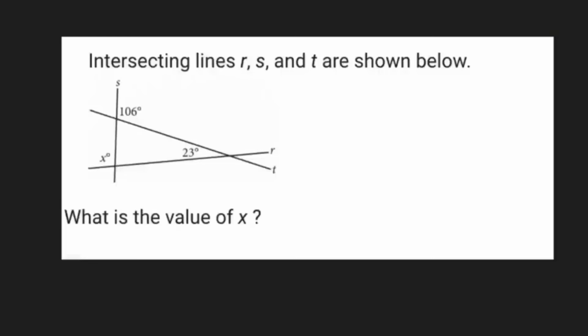Intersecting lines R, S, and T are shown below. What is the value of X? Well, they give us two angle measures, right? We have this 106 degrees out here and 23 degrees out here.